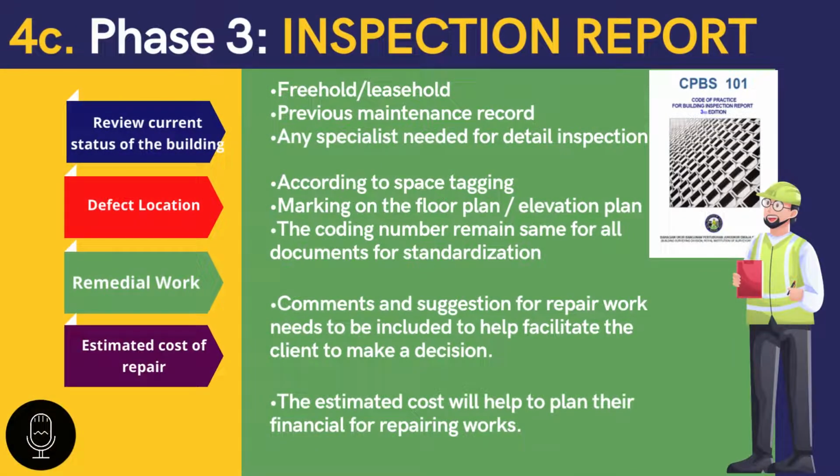For phase 3, the inspection report, after the data has been taken, we have to come out with the report writing. Normally we have to review the current status of the building. Is the building freehold or leasehold? We have to refer to the previous maintenance records and any specialist report that we need for detailed inspections. For the defect locations, we refer to the space tagging and marking on the floor plan and elevation plan, and the coding number must remain the same for all documents for easy reference.